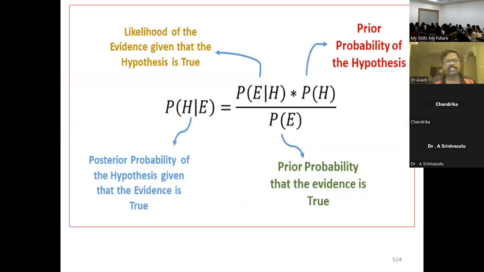So P of H given E means the posterior probability of the hypothesis given that the evidence is true, and P of E given H is the likelihood of the evidence given that the hypothesis is true. P of H means the prior probability of the hypothesis, divided by P of E, the prior probability that the evidence is true.